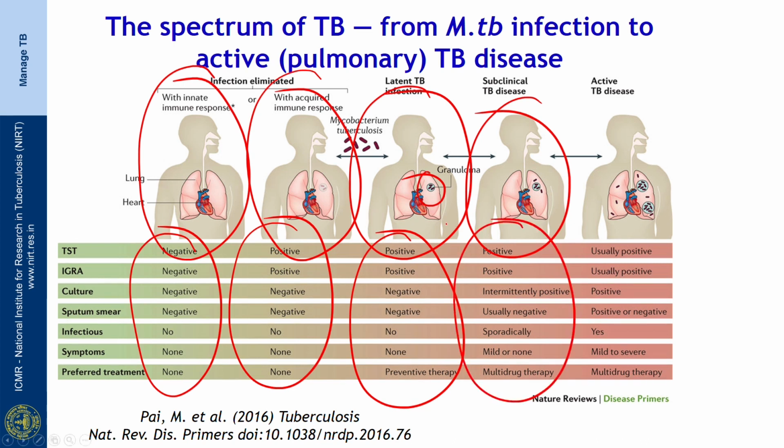And finally, in terms of the full-blown active TB disease, they usually manifest as TST or IGRA positive, have positive culture, positive or negative sputum smear, are definitely infectious, have mild to severe symptoms, and absolutely require multi-drug therapy.